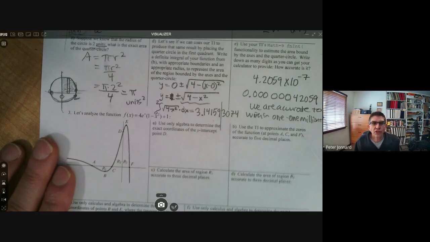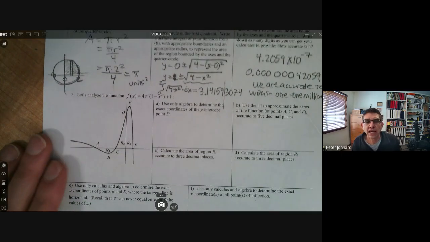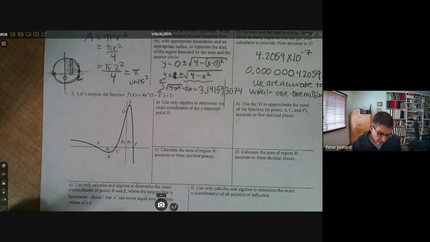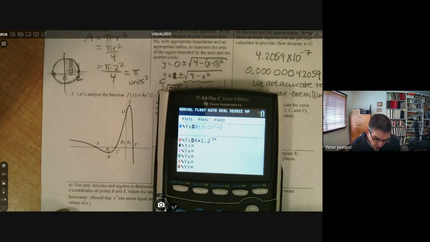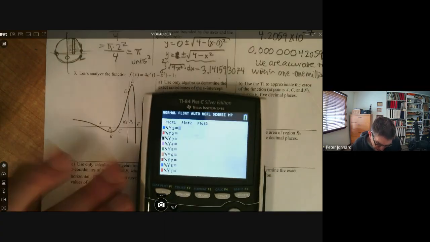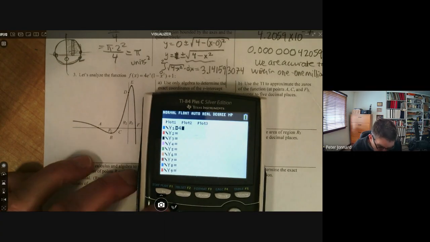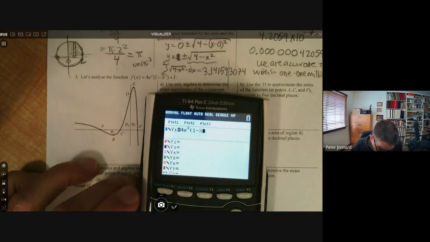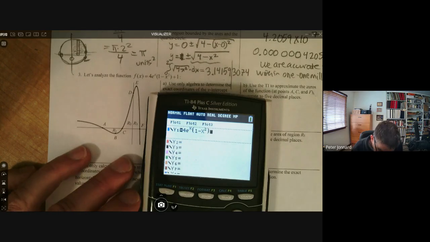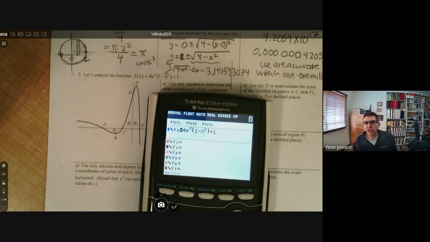Alrighty, let's analyze this function here. F of x is 4e to the x times 1 minus x squared plus 1. So first thing I'm going to do before I read anything more is get rid of these old functions in here so they are no longer interfering with what's going on. And I'm going to type that in: 4 and then e to the x, and then that is being multiplied by 1 minus x squared plus 1. So first thing I do is just get ready for it. Type that into the calculator. Make sure that I've got that displayed correctly.